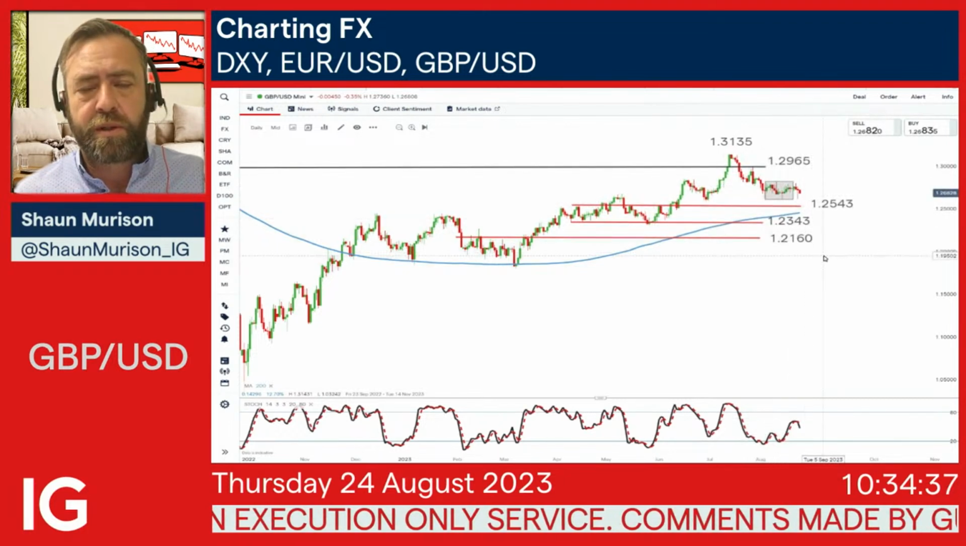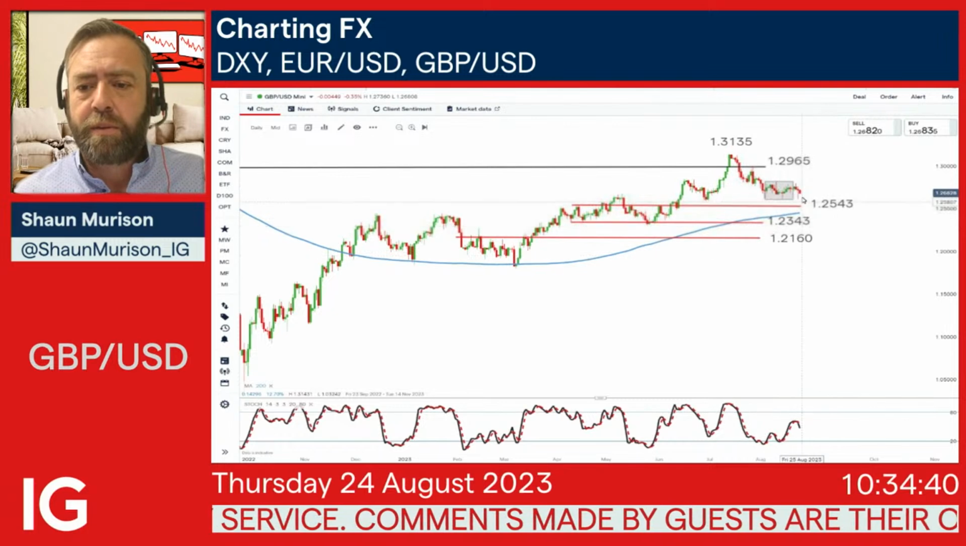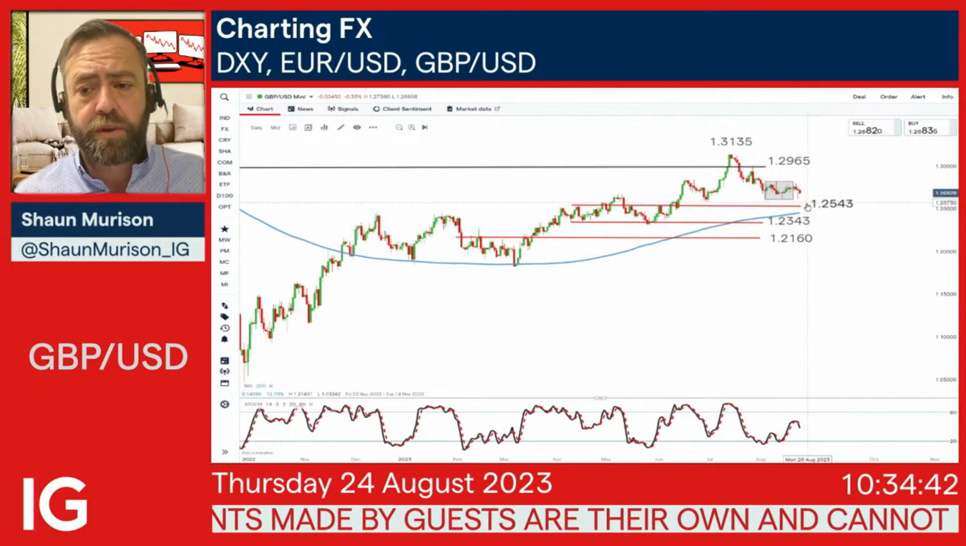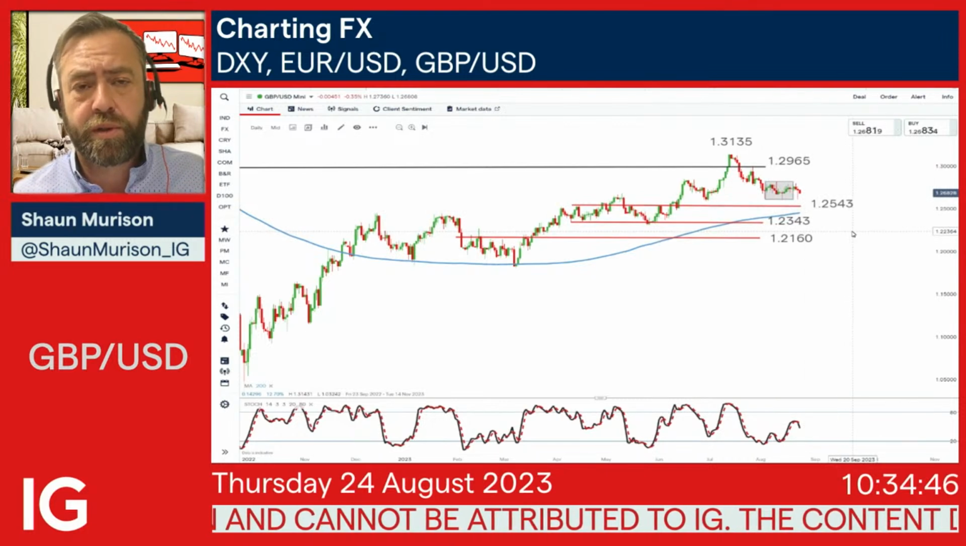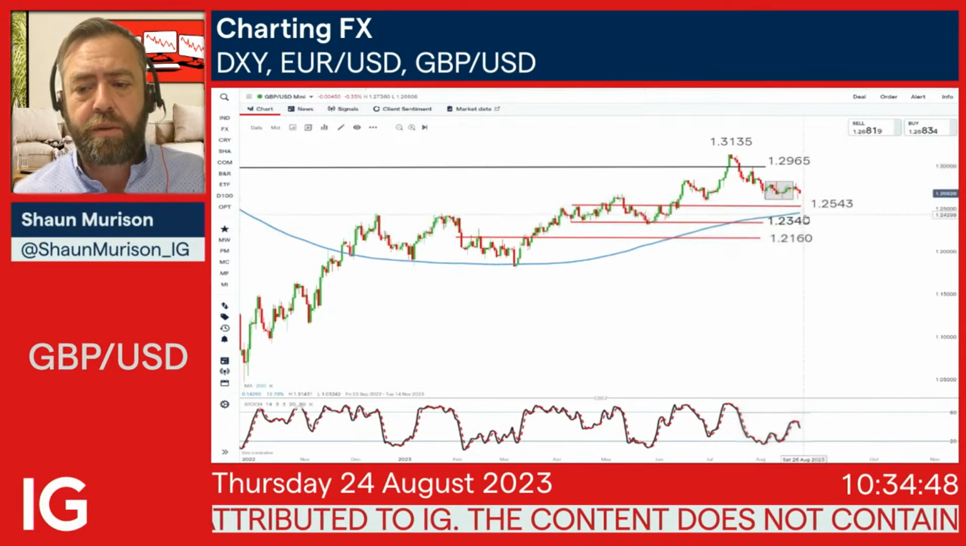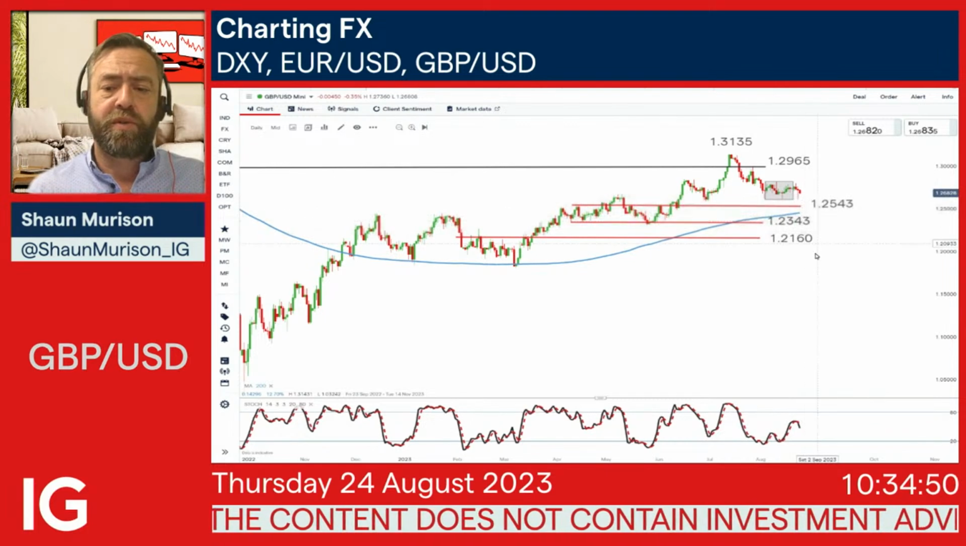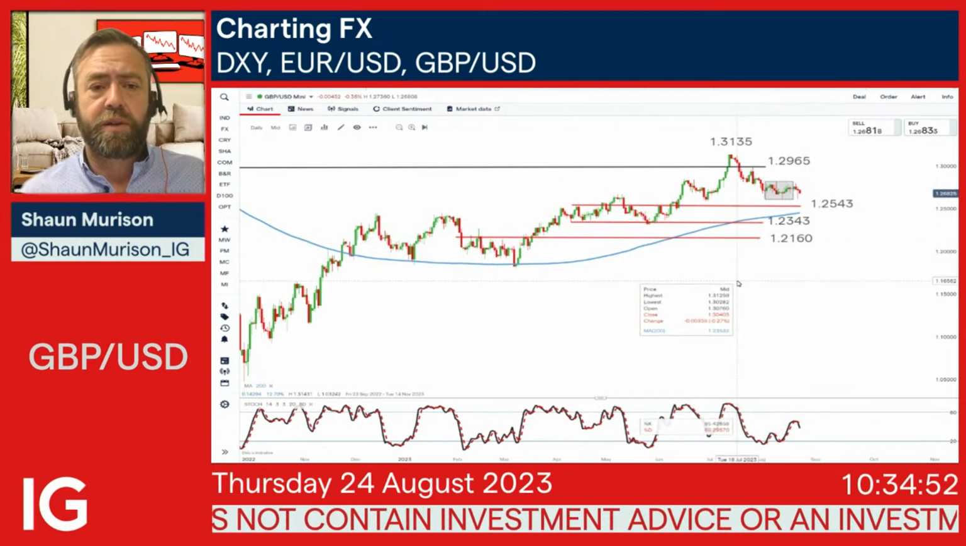Downside break, we wouldn't be looking at short because we're still respecting that longer-term trend bias. But what we would be looking for is a bullish price reversal off support here, initial support being 1.2543. Where do we change our bias? Only when we start trading below that 200-day simple moving average, which is the blue line on our chart.